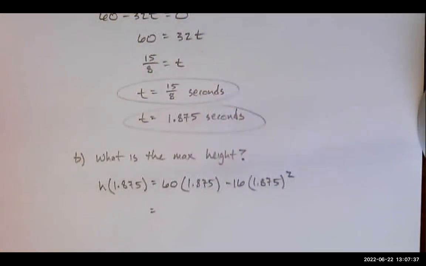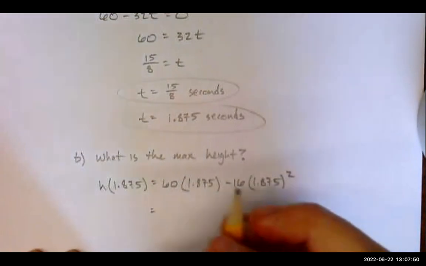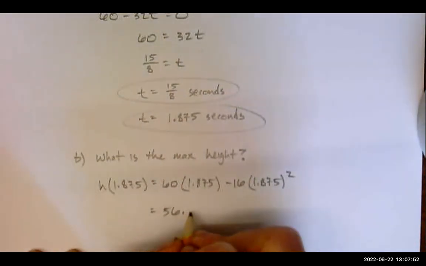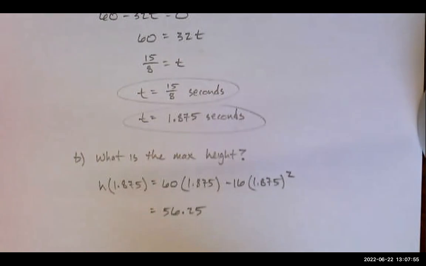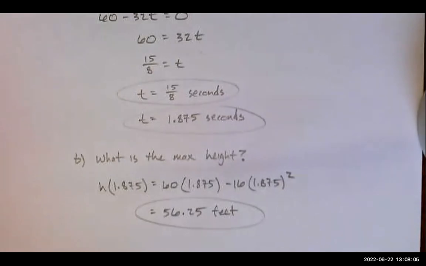I did something wrong there. 1.875. Missed a decimal point or something. There it is. 56.25 is what I got. What are the units there? Well, it's just a height, so that's feet. Pretty high, 56 feet, pretty good. Okay, very cool.